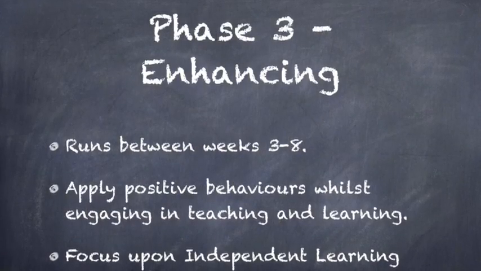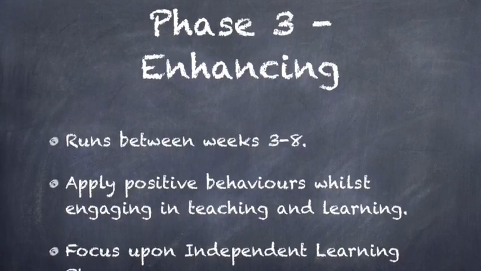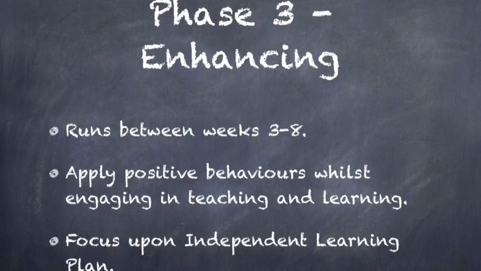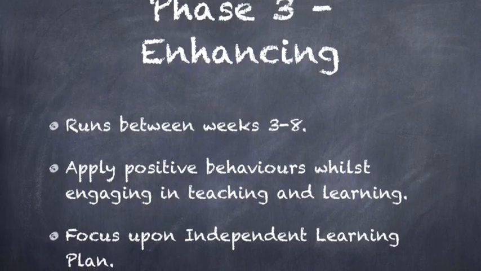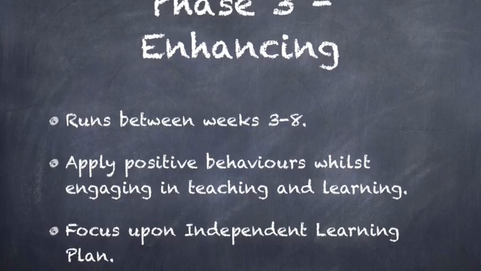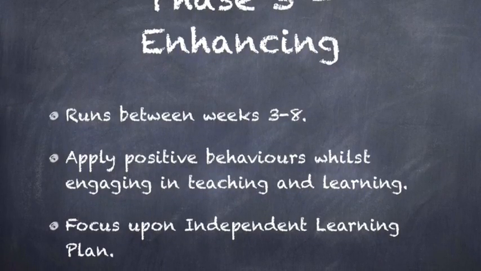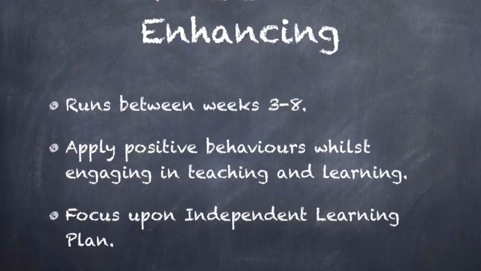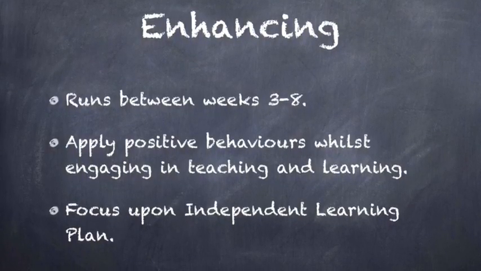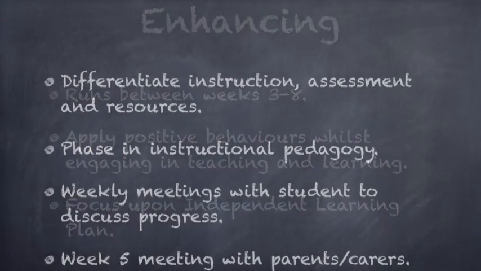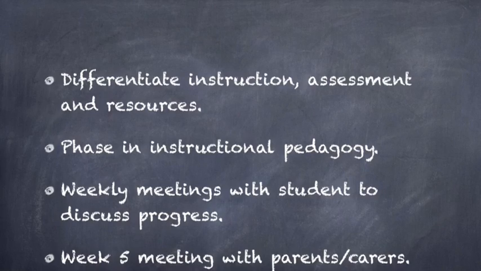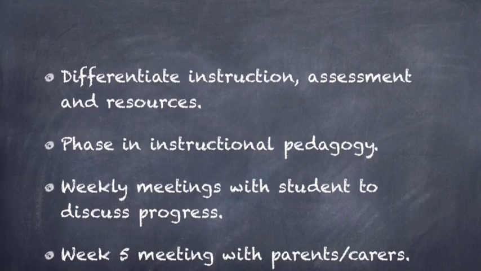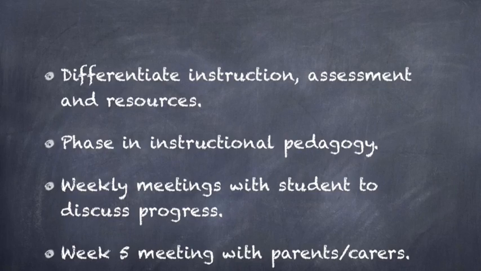The third phase of this plan, the enhancing phase, would involve the student learning to apply positive behaviours whilst actively engaging with teaching and learning. This phase would run from between weeks 3 to 8. An individual learning plan would need to be developed, allowing heavily for differentiated instruction and resources for the ODD student. I will discuss and include topics of interest of the student to promote ownership of their learning and to encourage engagement. Assessment would also need to be varied to best allow them to demonstrate learning.